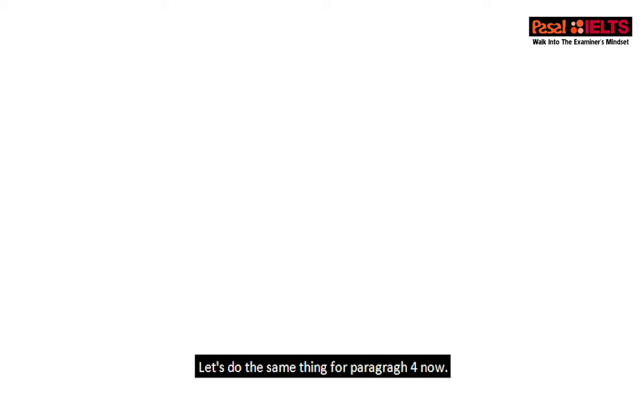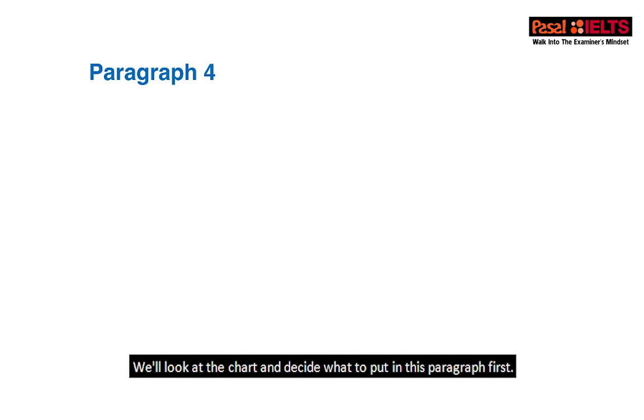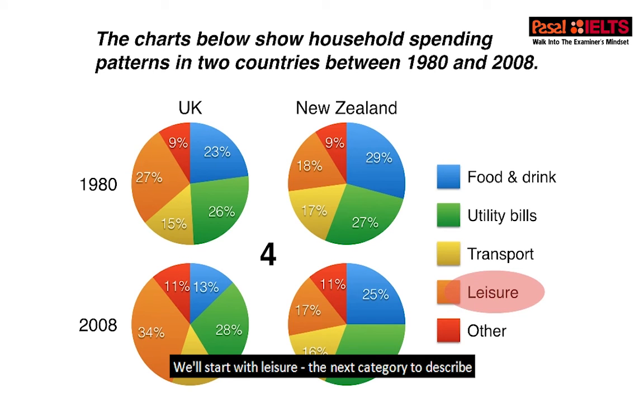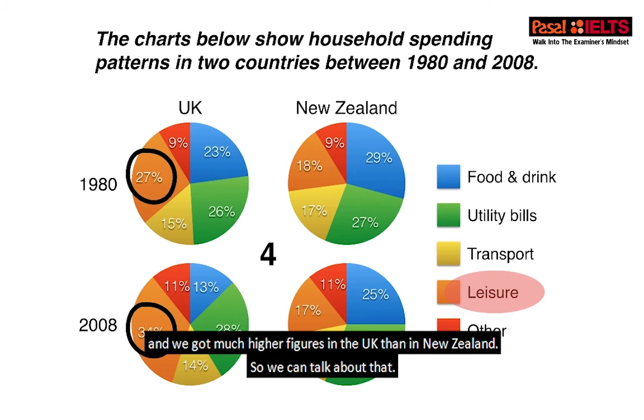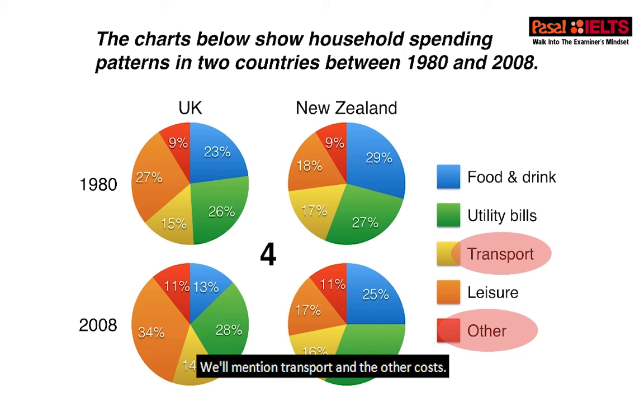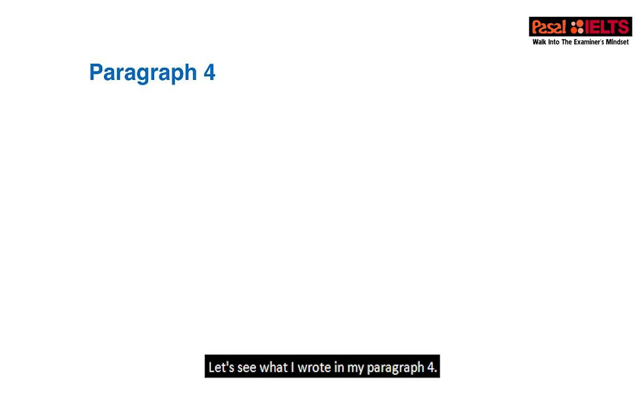Let's do the same thing for paragraph 4 now. We'll look at the chart and decide what to put in this paragraph first. We'll start with leisure, the next category to describe, and we've got much higher figures in the UK than in New Zealand, so we can talk about that. We mentioned that in the overview, but we'll say it in more detail now. And we'll finish off with something that we didn't mention in the overview. We'll mention transport and the other costs. Let's see what I wrote in my paragraph 4.